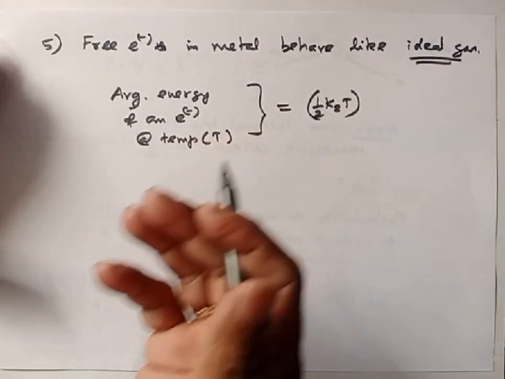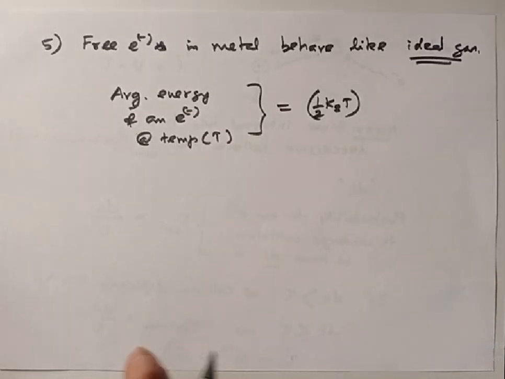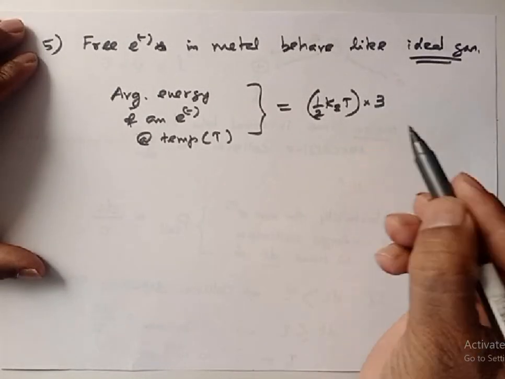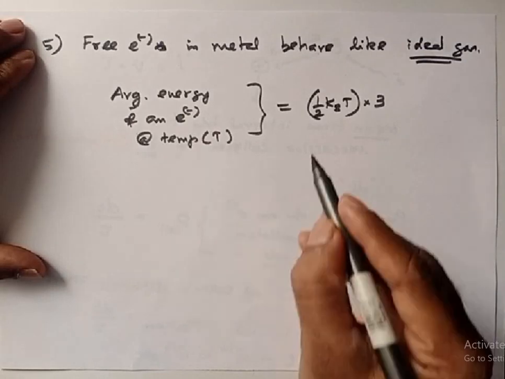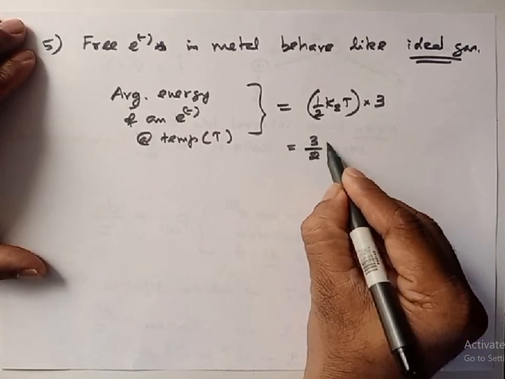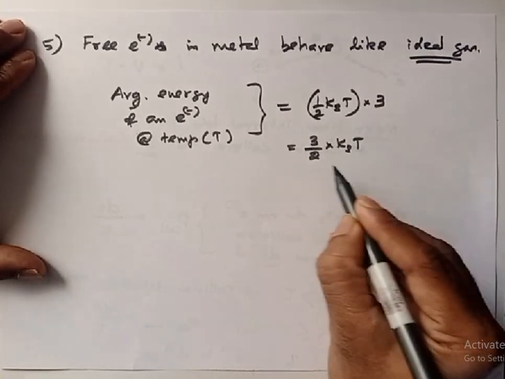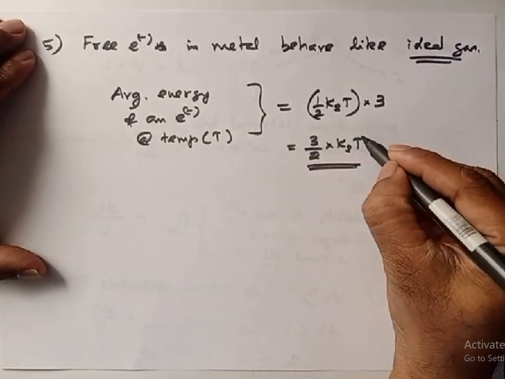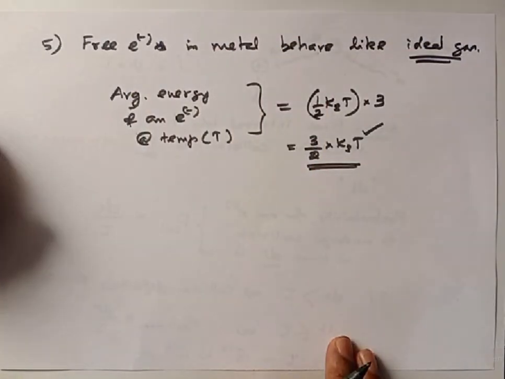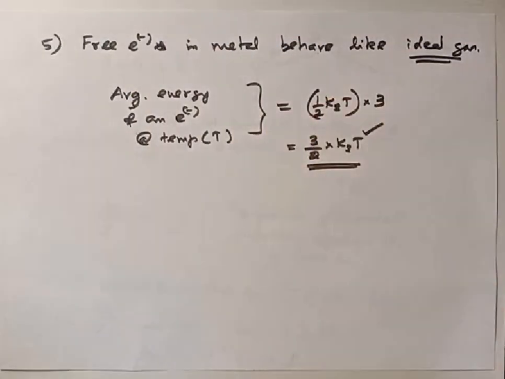But free electrons can move freely throughout the lattice, in all 3 dimensions. Therefore, there are 3 translational degrees of freedom possible. So the average energy of each electron is 3/2 kBT. Average energy depends only on temperature because the electrons behave like an ideal gas. Clear? So keep all these things in mind.